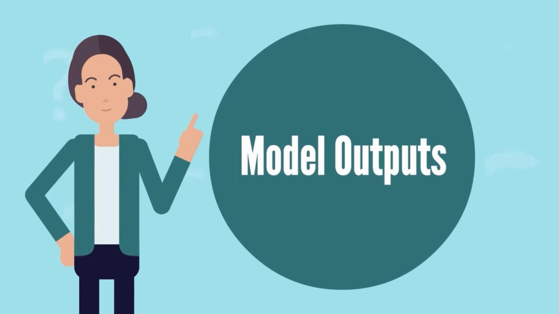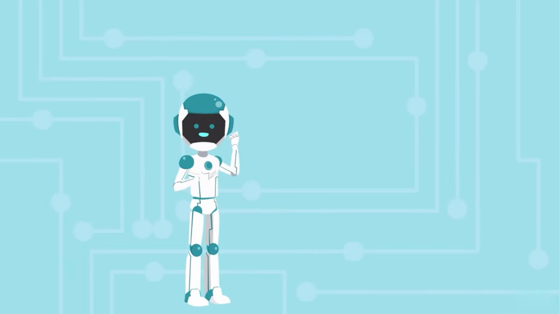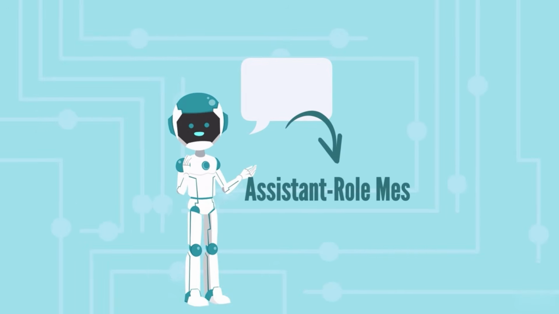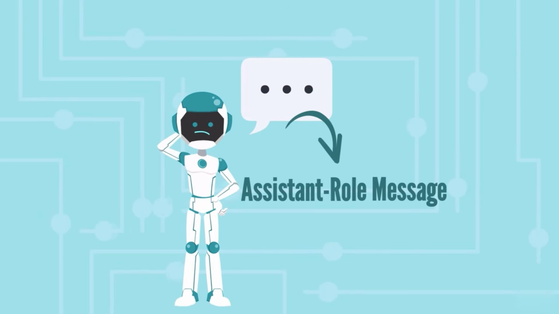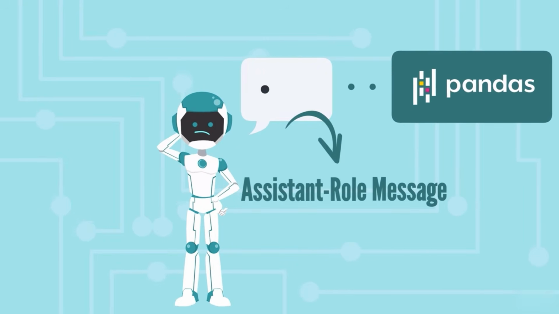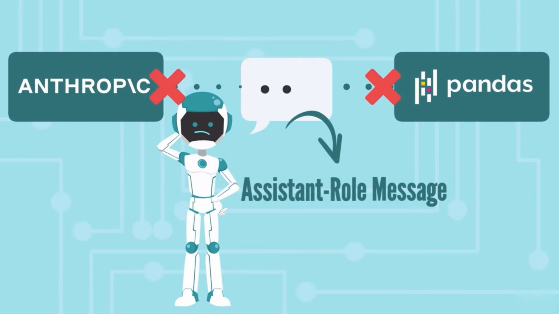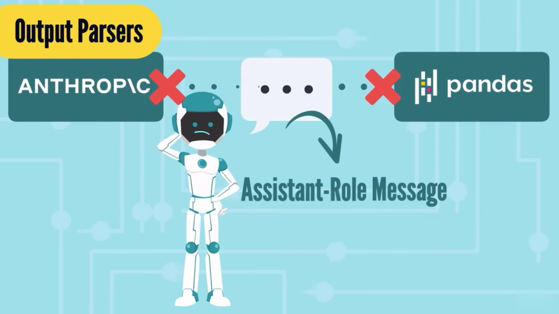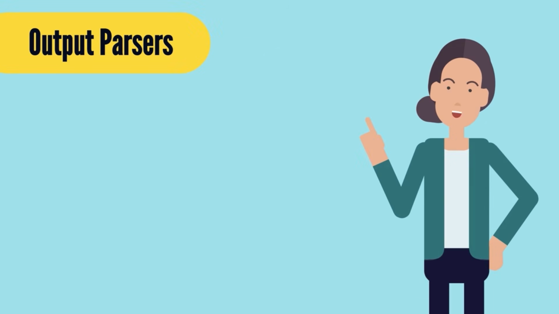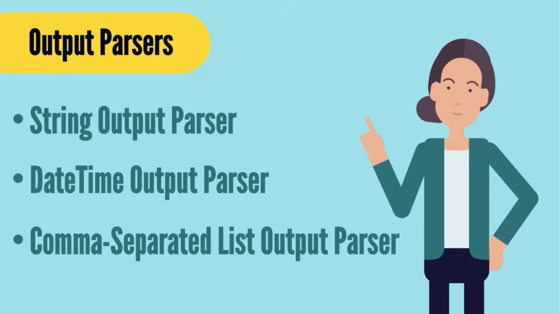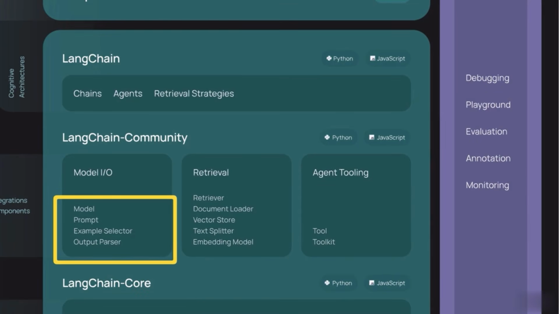What about model outputs? As you've seen, the output from a model comes in the form of an assistant role message. This format is unsuitable for output intended for a Python script that accepts pandas data frame objects, or language models that require XML inputs, such as those by Anthropic. This is where output parsers come into play. In a section dedicated to output parsers, we'll discuss ones that parse outputs into strings, datetime objects, or comma-separated lists. All right. So the model input-output module comprises a prompt, a model, and an output parser.